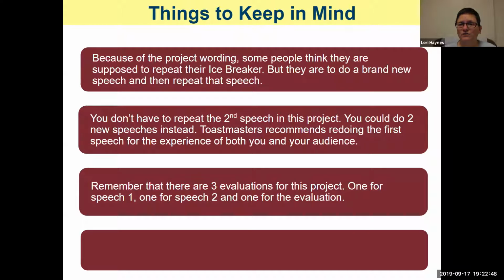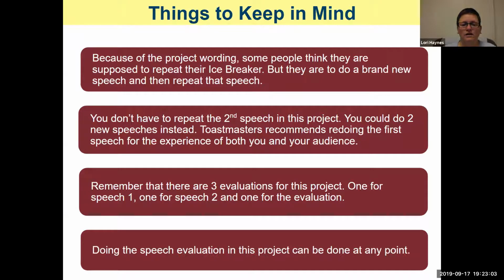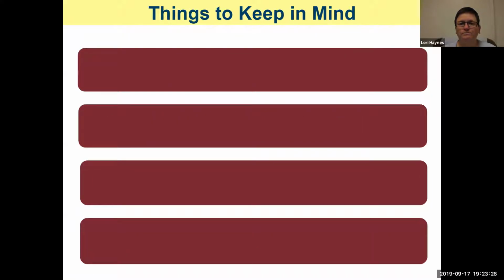Because you can get all those evaluations in the speech evaluation tiles, what some clubs do is they print out some of those evaluations in level 1 and have them on hand. So you have that option as well. Doing the speech evaluation in this project can be done at any point. If they're really scared about doing that speech evaluation, they can wait and do a couple more speeches if they're not comfortable with it. Or they could do it first if they really wanted to. Of course, they can't complete level 1 until they do the speech evaluation. But they can still do it at their own pace.